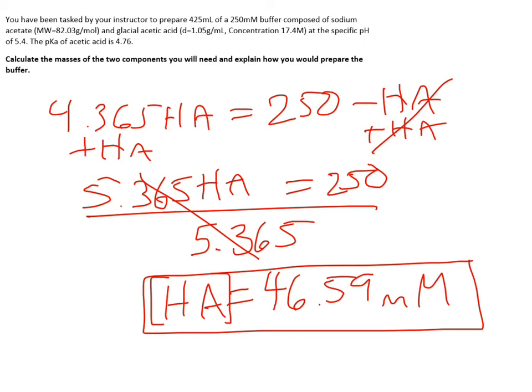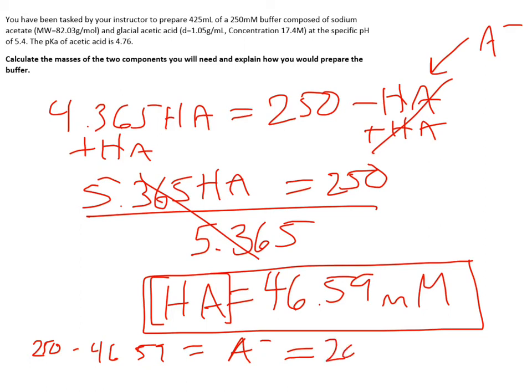How do we know our A minus? Well, that is this piece, 250 minus HA. And so if we do 250 minus 46.59, we end up with A minus, which is 203.4 millimolar.